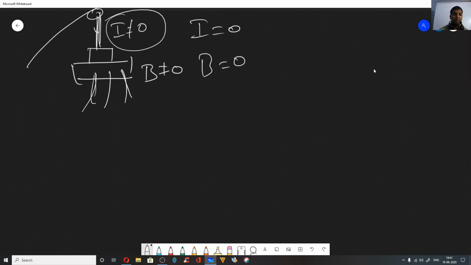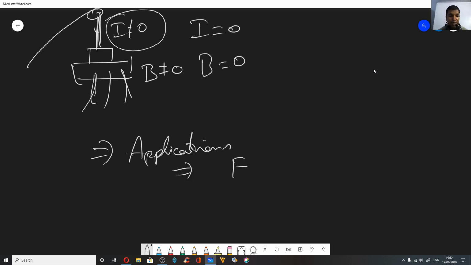Where else we use electromagnets, you can look at the applications. We use it in the electric bell. We have it in our school bell, right? So, electric bell.